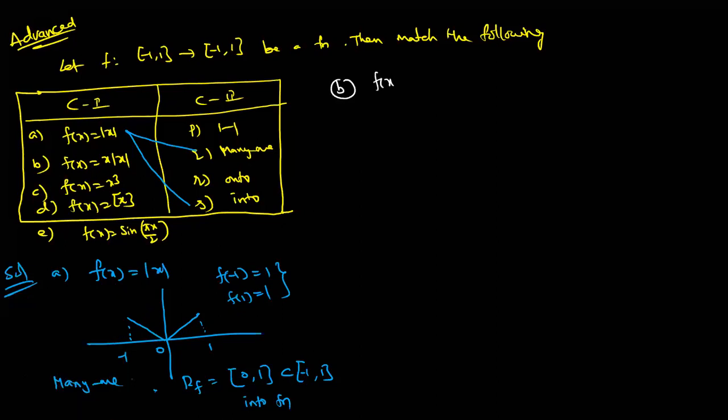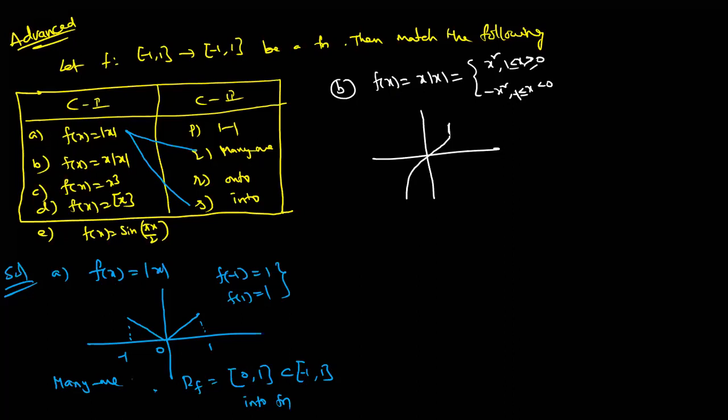B. f(x) = x|x|. To write it: x square when x is positive, minus x square when x is negative. You can go maximum up to 1, and this is -1 only. That's the meaning. So what is the graph coming for this case? Passing through the origin. The graph is coming like this only. So this is 1, this is -1, origin, x, y. What you can say?